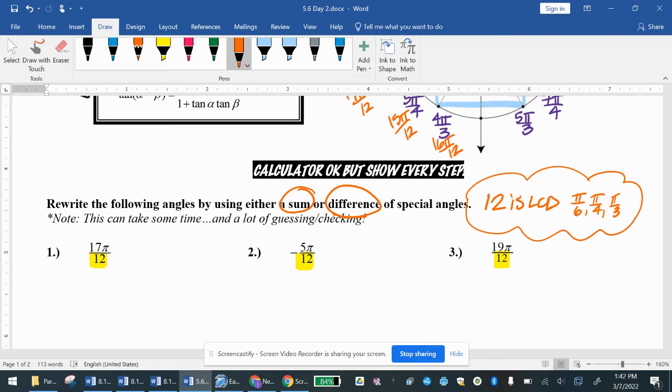a combination of creating 17 pi over 12 for number 1, negative 5 pi over 12 for number 2, and 19 pi over 12 to create number 3. Go ahead and pause the video now and create those combinations, and then push play when you're ready to check.